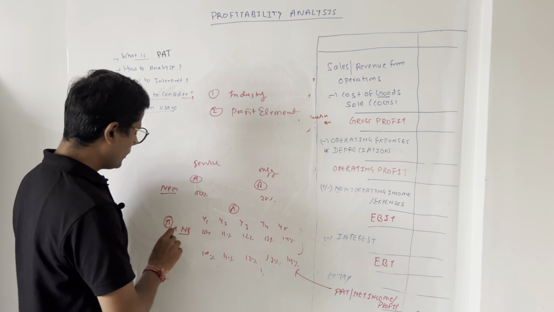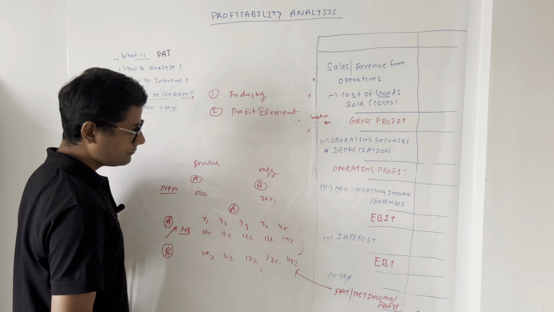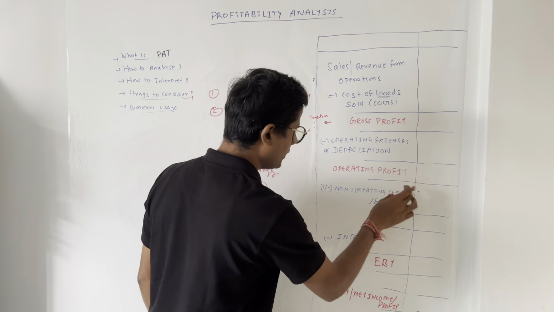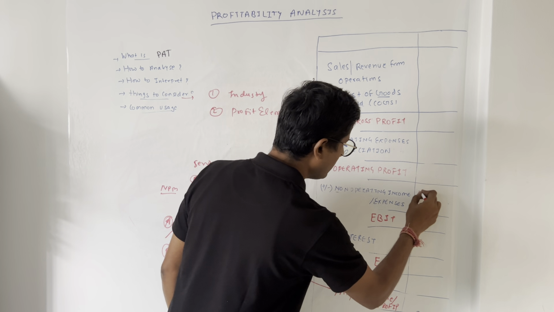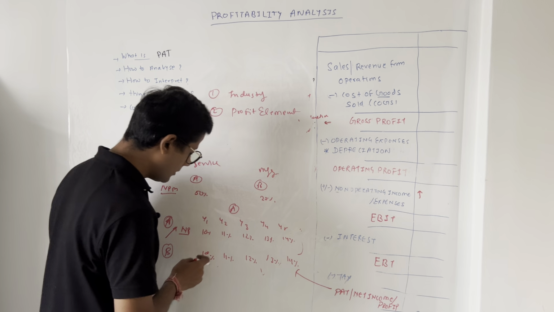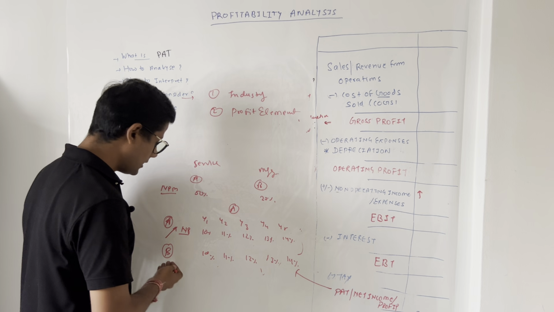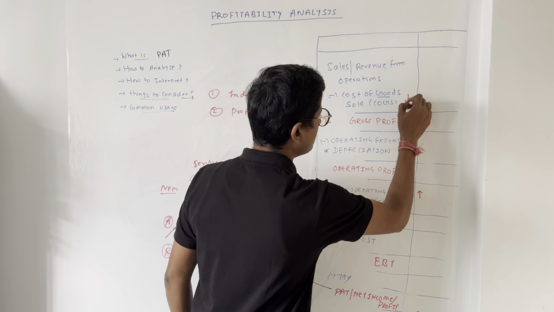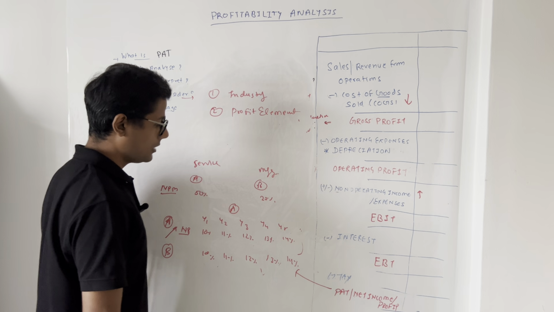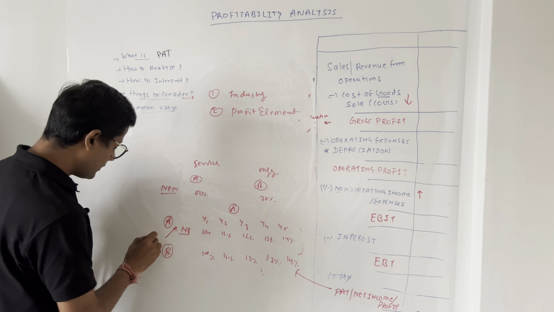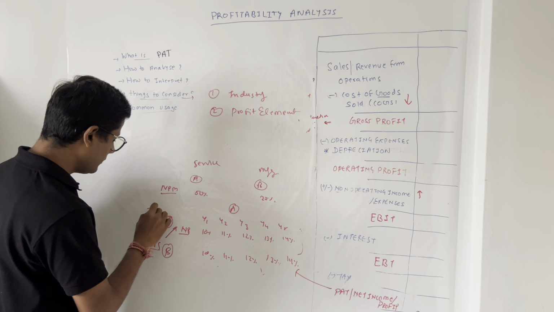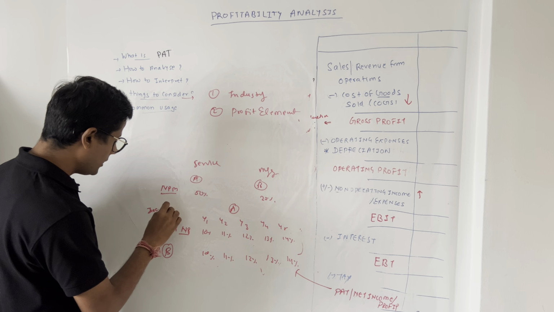Okay, but let's say for company A, there's a non-operating income. This non-operating income has gone up, year by year it is going up. Whereas for company B, they are reducing their COGS. So for B they are reducing the COGS, but for A they are increasing the non-operating income.